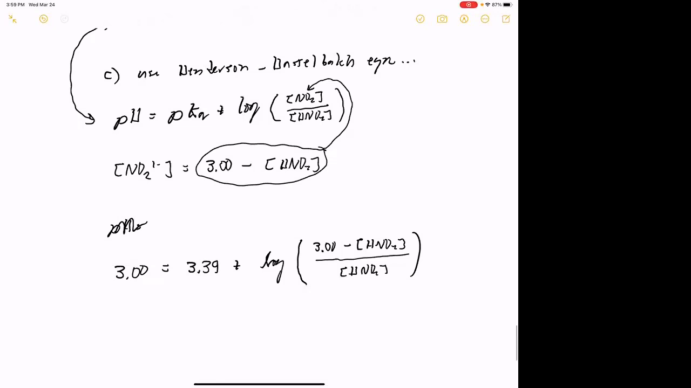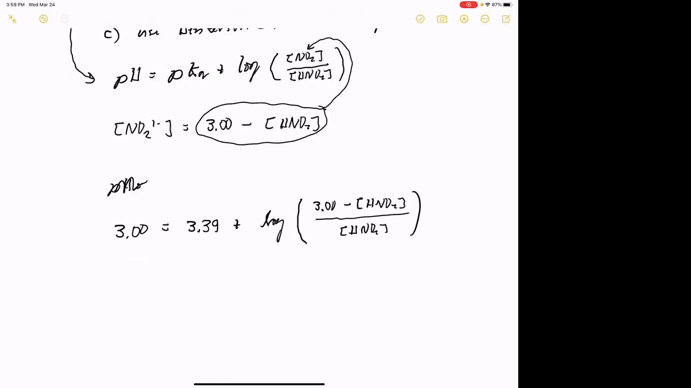So now what I can do is just solve this thing. And if we want to just keep the math simple, we could just let that be like X there if I wanted to do that instead of writing that out every time. So now what do I do? All right, I'm just going to do a little algebra on this, right? So I'm going to bring the 3.39 to the other side, right? So that means I'm subtracting it from 3, which means I'm going to get a minus 0.39. Okay, what does that leave me with? Well, it leaves me with the log, and let's just rewrite it, of 3.00 minus X over X.